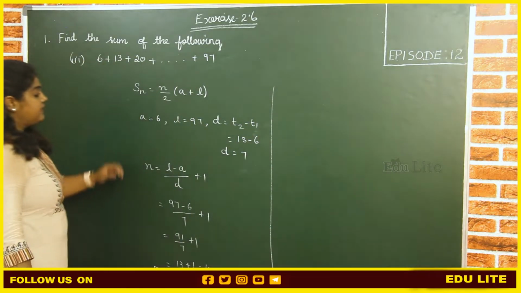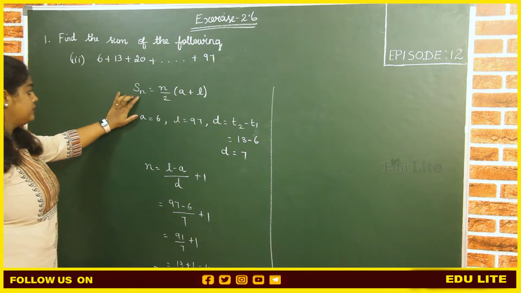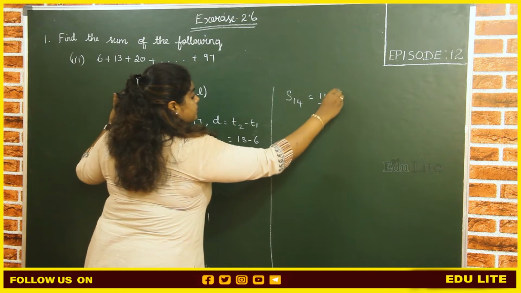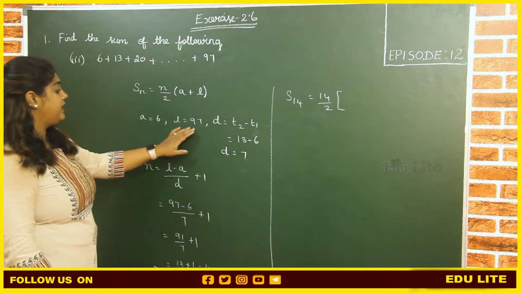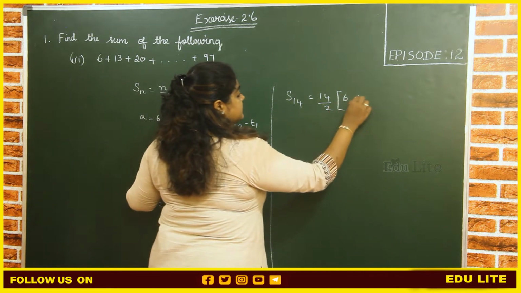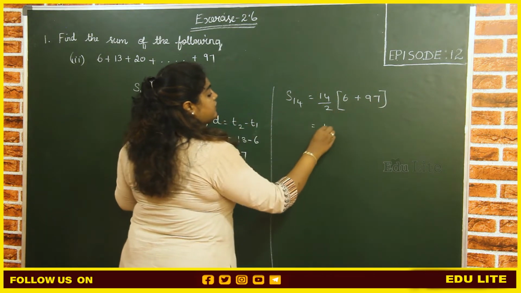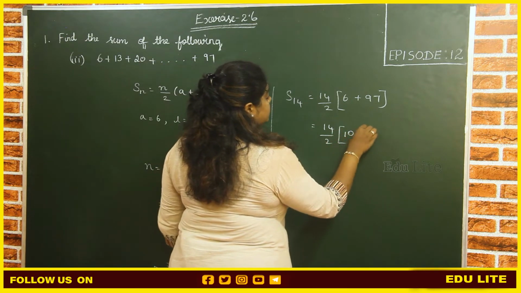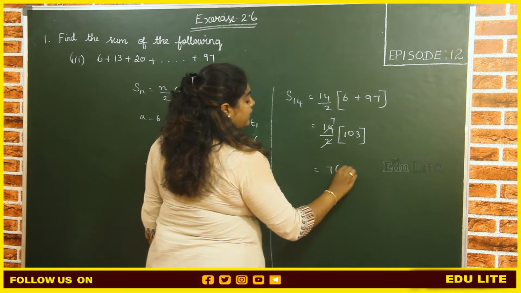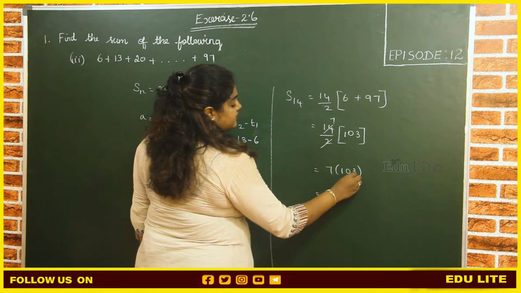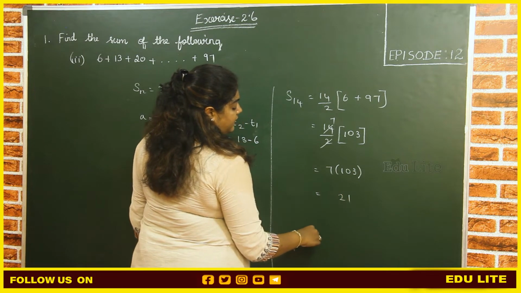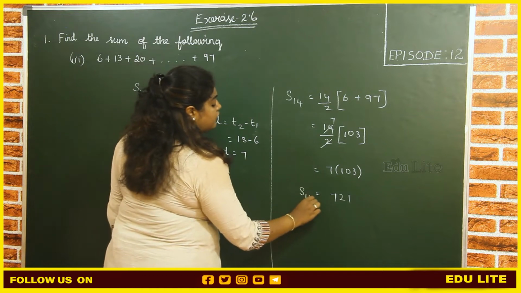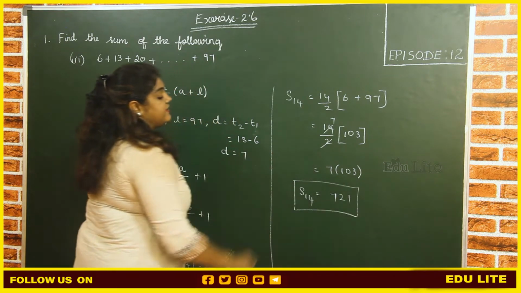Now we will substitute the values in Sn. The n value is 14. Therefore S14 is equal to 14 by 2, the A value is 6 and the L value is 97. Therefore, 6 plus 97 is 103, 14 by 2 into 103. Therefore, 7 into 103, which gives 721. Therefore, the sum of 14 terms for the given series is 721.